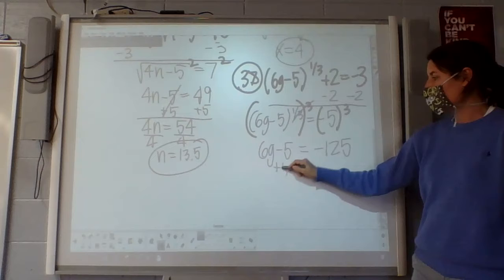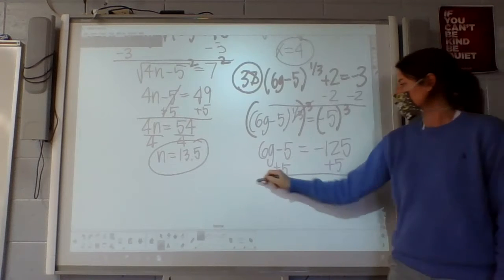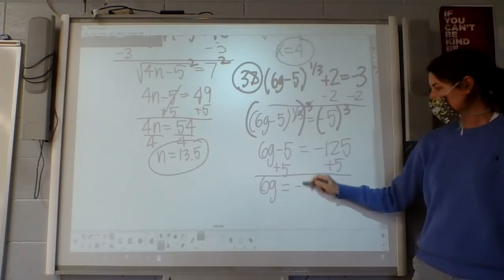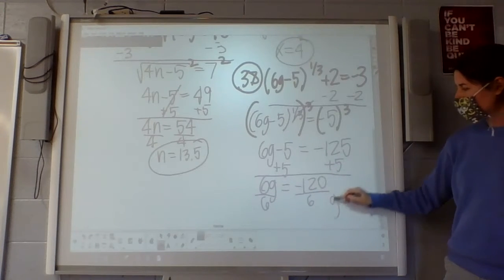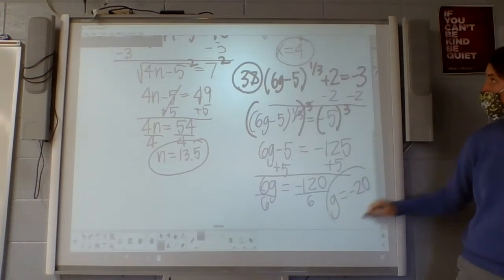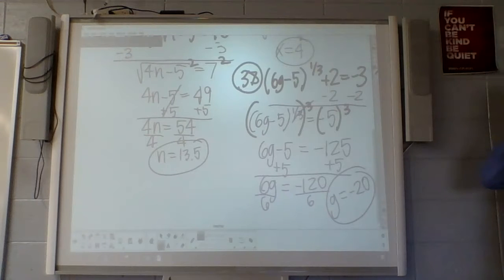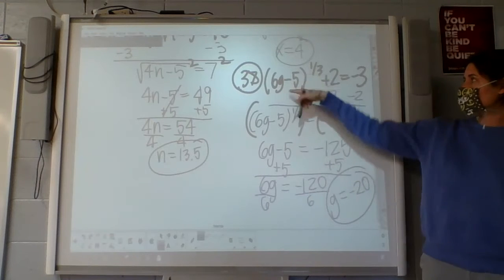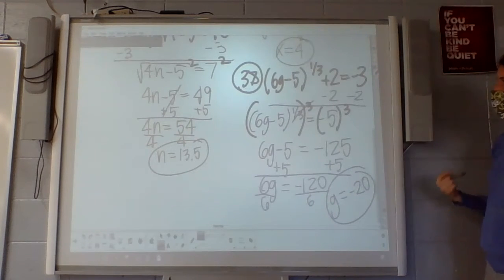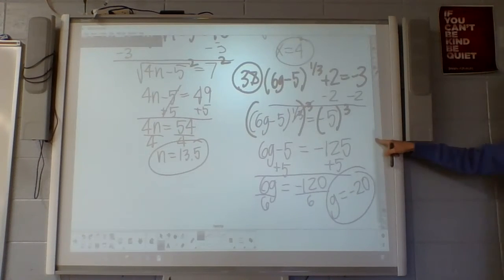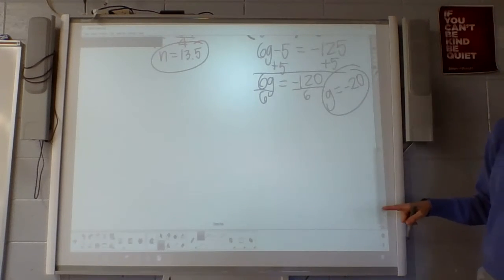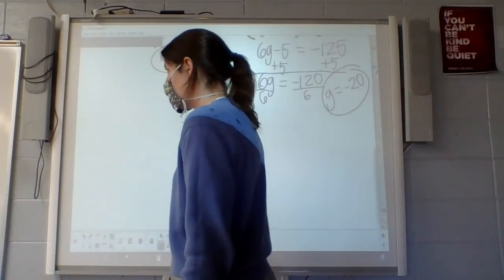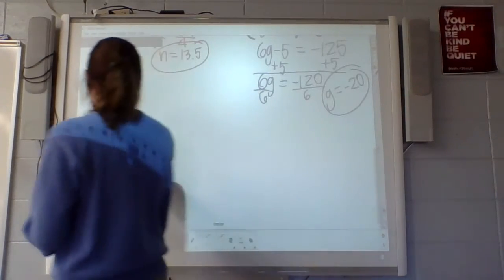Then I'm going to move this 5 over. So the negative 120 divided by 6. So I find out G is a negative 20. And then we just have to test it back in the equation. So this ends up being a negative 125. The cube root of it is negative 5, plus 2 is negative 3. So it works out just fine. All right. And then those last two, 37, 39, those bigger problems.